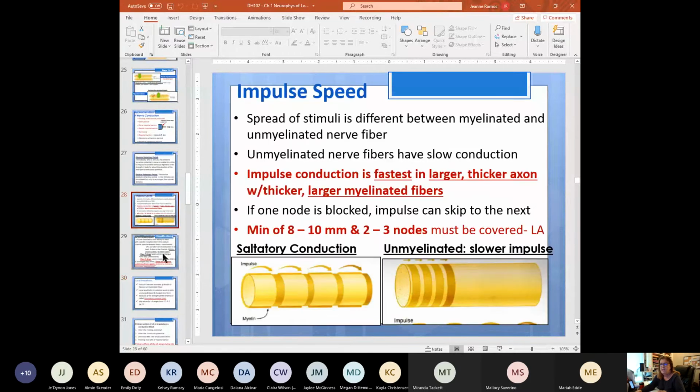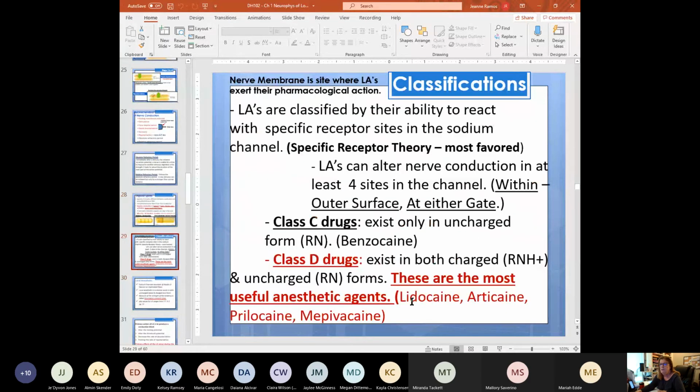But as far as being able to tell which is a C drug and a B drug, I don't know that just all C drugs are topical. I don't know that to be a fact. But benzocaine is considered a C drug.